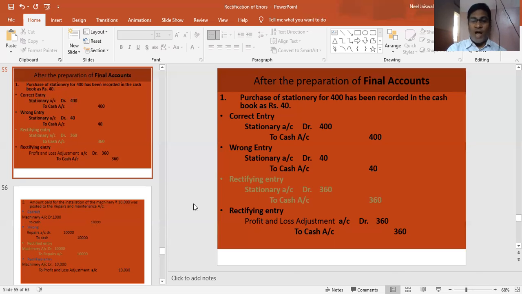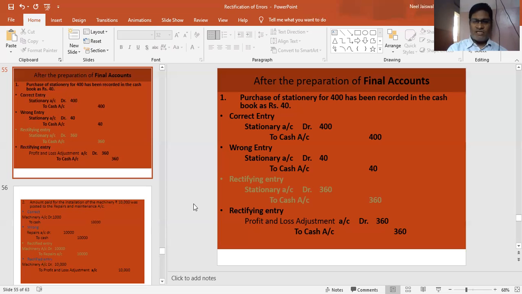Now your question is, why do we replace? We replace it because in the trading account and profit and loss account, we have already closed all our nominal accounts. As we have closed all our nominal accounts, we cannot disturb them anymore, because final accounts is after closing the trading and profit and loss account. So we are just disturbing our profit and loss account, or simply profit and loss adjustment account.